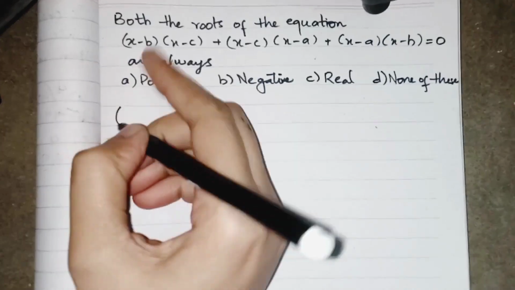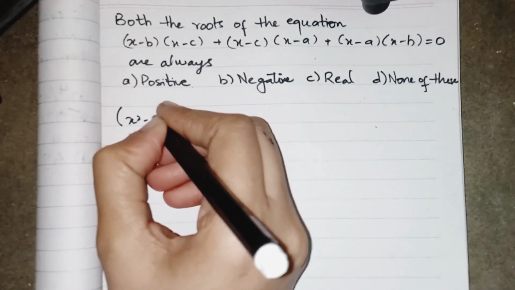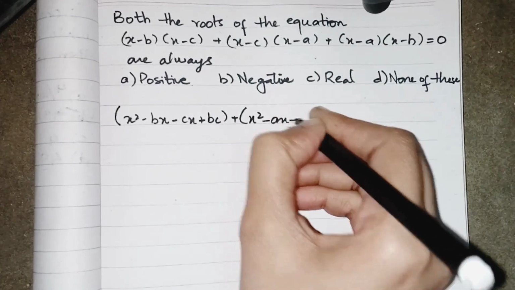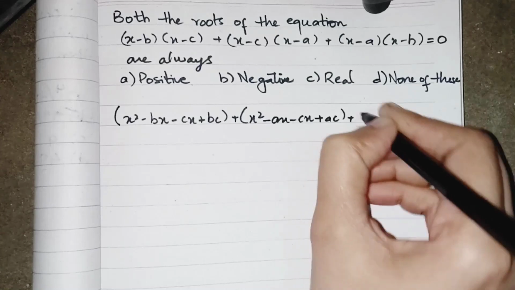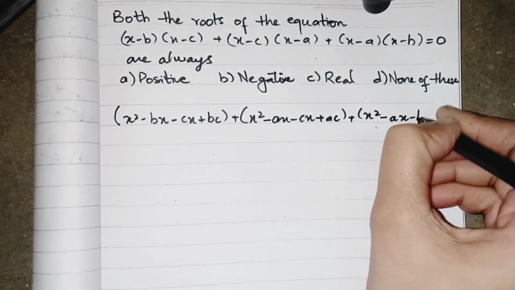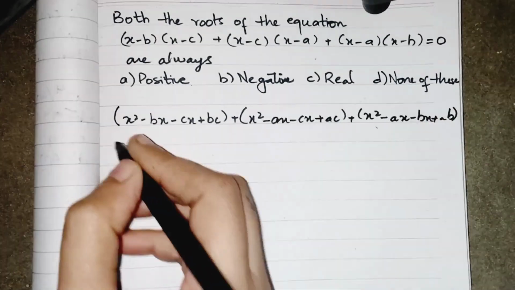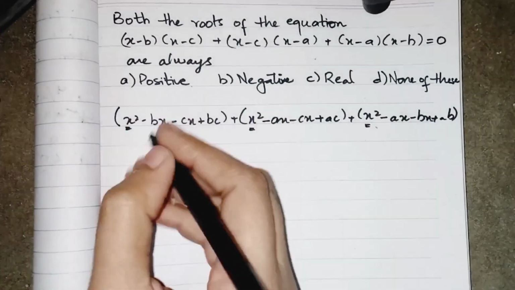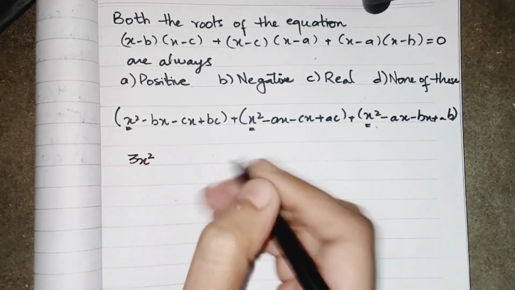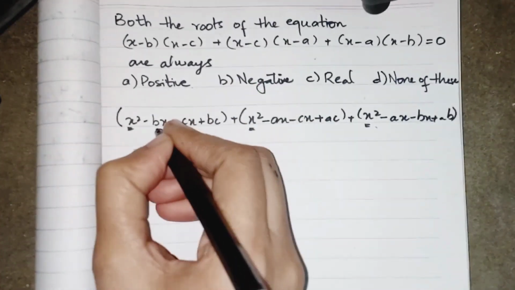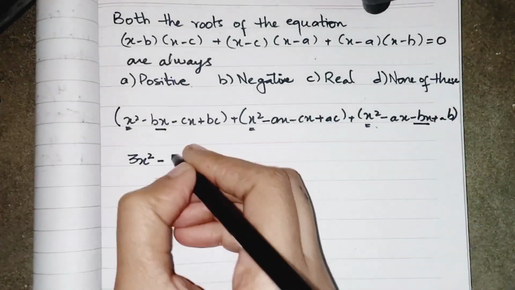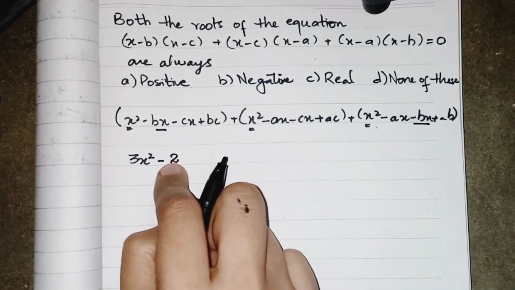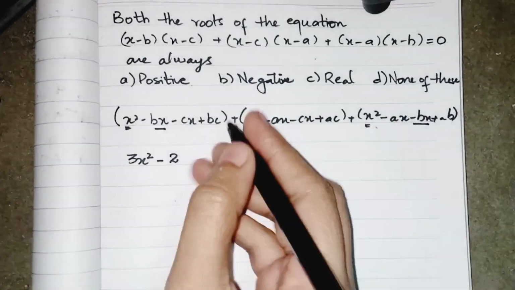What is this? x into x will be x square minus bx minus cx plus bc, plus x square minus ax minus cx plus ac, plus x square minus ax minus bx plus ab equals to 0. Then we have x square three times, and all are adding to each other, so it will be written as 3x square minus bx and minus bx, so we can say 2bx, minus cx and minus cx, so 2cx, minus ax and minus ax, so 2ax.